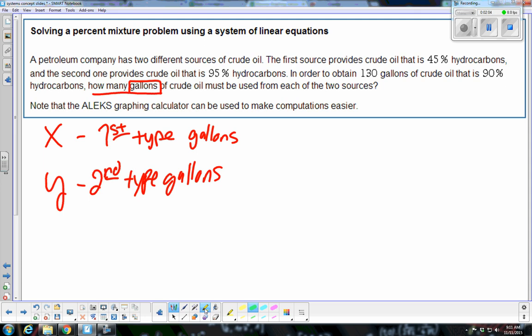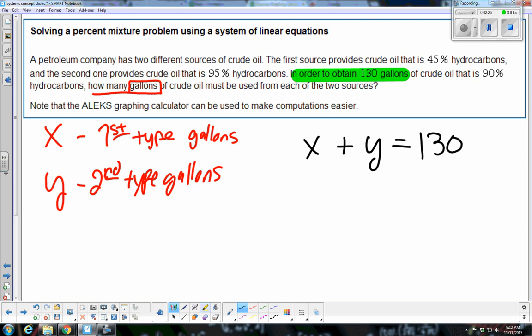It says, in order to obtain 130 gallons of crude oil. So if you think about it, my final mixture when I'm done should be 130 gallons. Does that make sense? So if I take the number of gallons I'm using for x and I add it to the number of gallons I'm using for y, I should expect to get 130 gallons altogether. And that should make sense because it says in order to obtain 130 gallons.